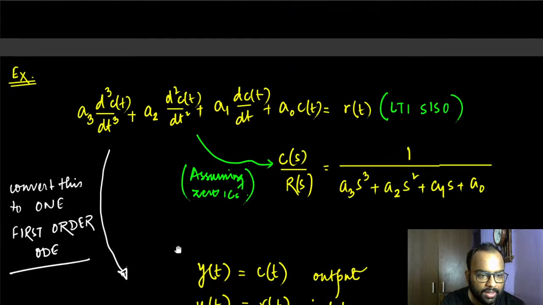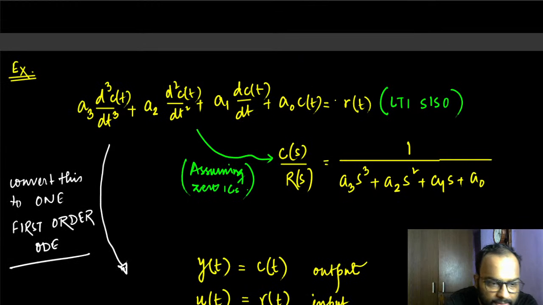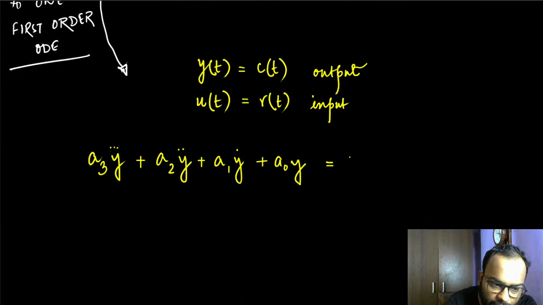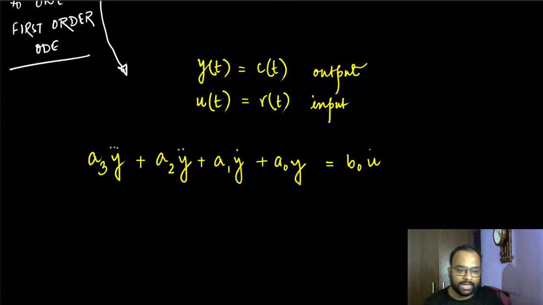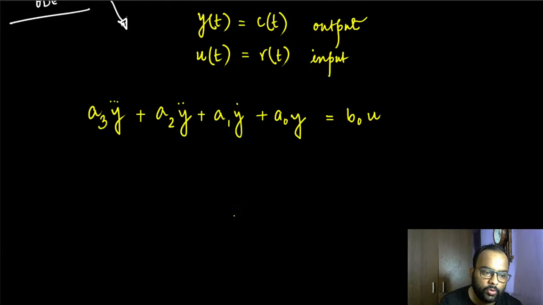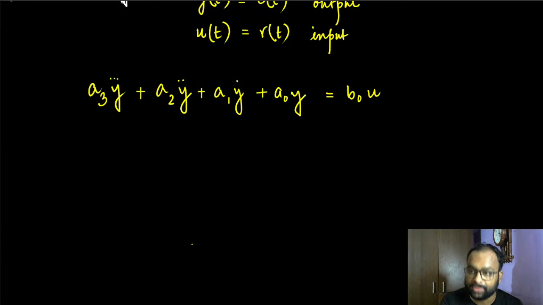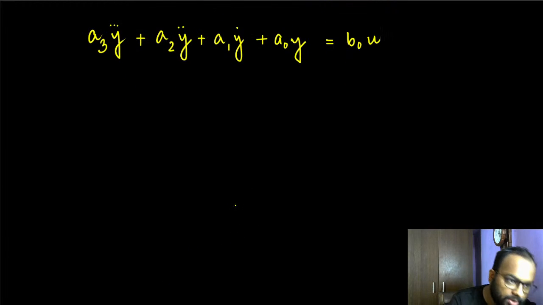And let me just do one thing. Why not? Let's put a B0 here. So no, not yet. This is not yet a first order differential equation. This is still a third order differential equation, right? And now we are going to do some substitution. So now let's talk about the state space substitution.